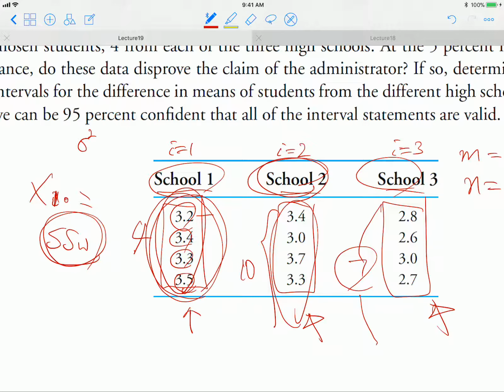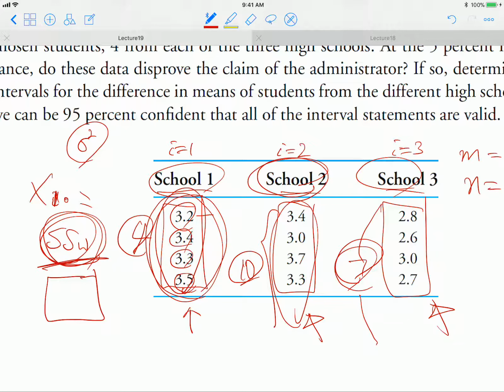And then in order to obtain the estimate of sigma squared after obtaining SS of W, what should be our denominator? How much should we divide it by? So 4, 10, and 7. Can you give a number that should be placed in the denominator? You guys remember the definition of SS of W, right?